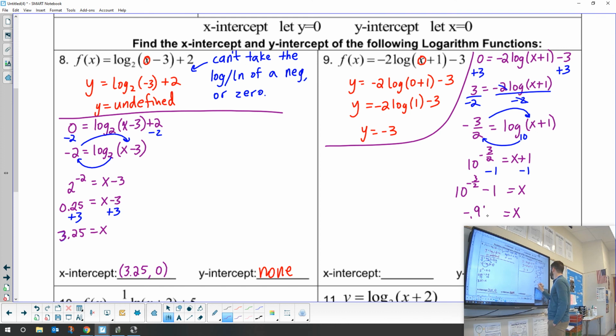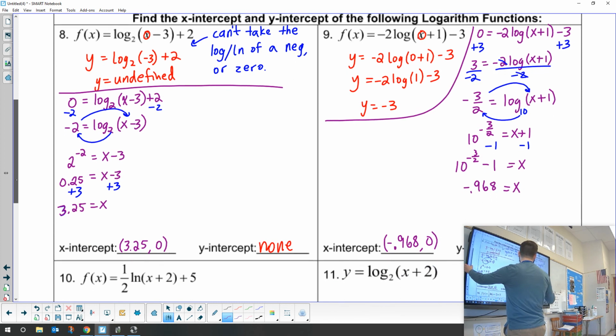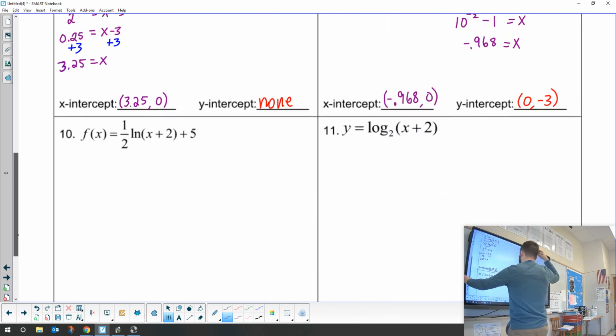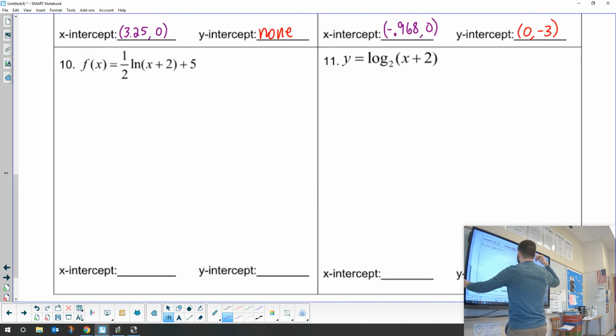Negative 0.968. So that's going to be my x-intercept. So my x-intercept is going to be negative 0.968, comma, 0. Okay? So that's how we find our x and y intercept for these kinds of problems. All right, let's move on down here.